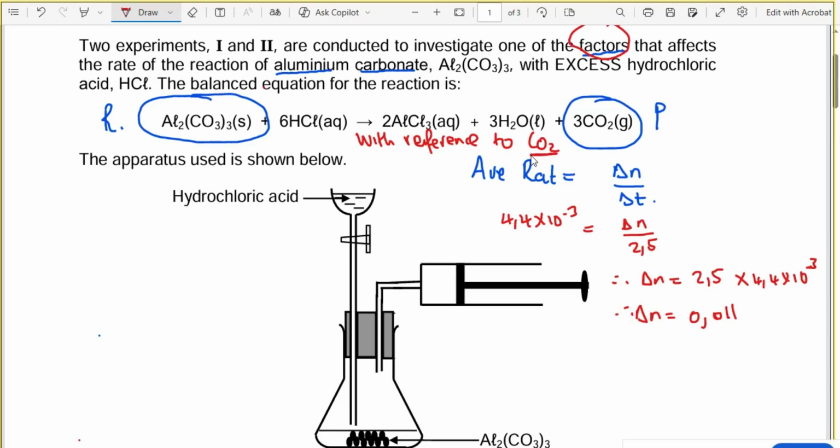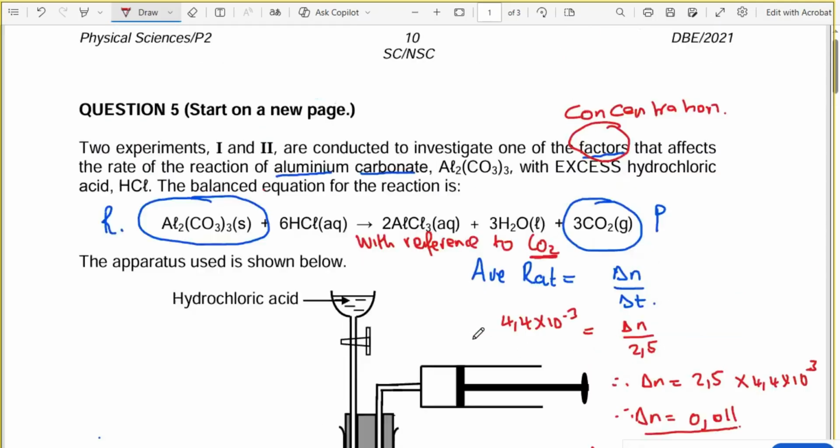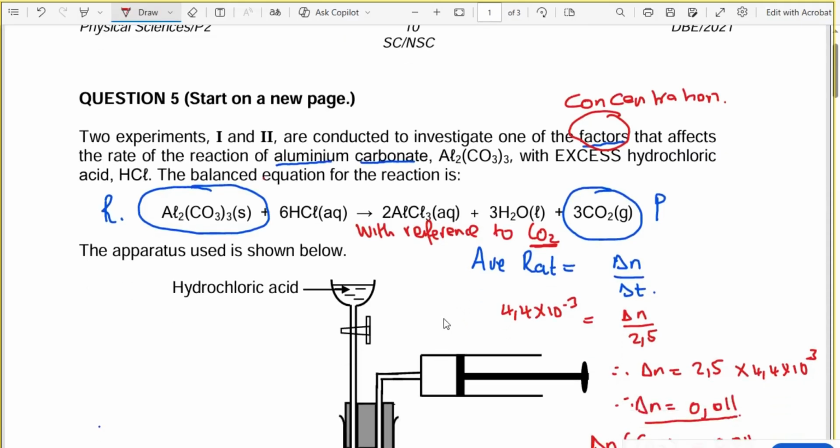So now that you set with reference to CO2, the one that you got is what we call the change in N, set with reference to the carbon dioxide. So it's 0.011. But now remember, the question wants the change in what? The change in aluminum carbonate, okay? So we're going to use what we call the mole ratio. When you use the mole ratio, this is 3 and this is 1. So the mole ratio is 1:3.